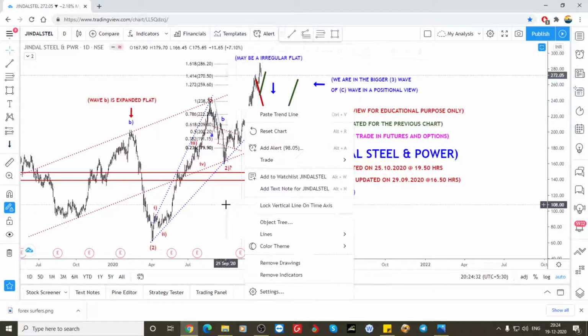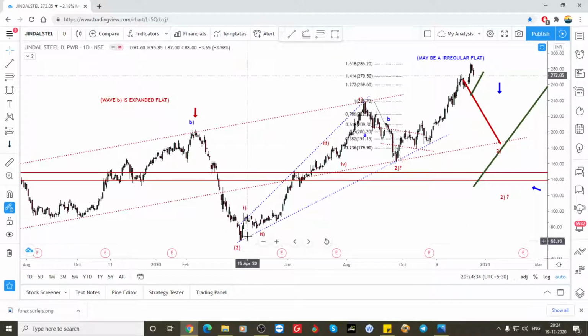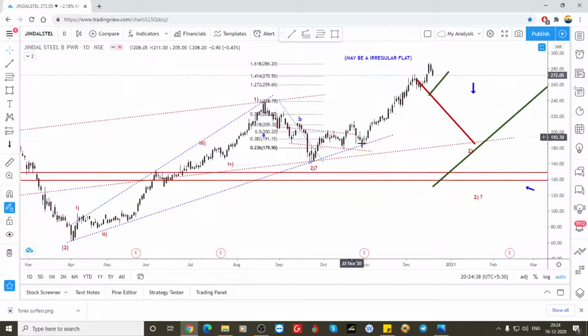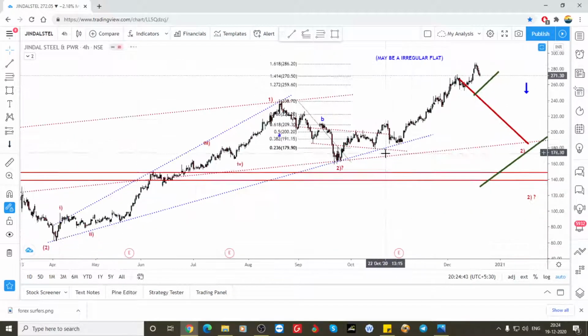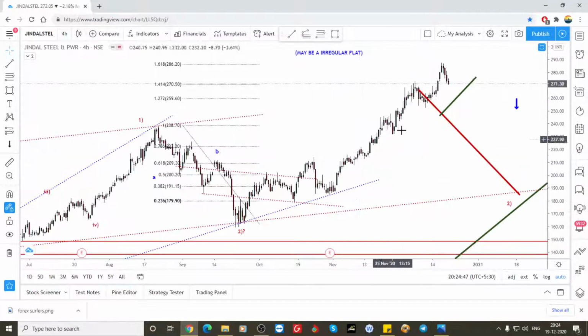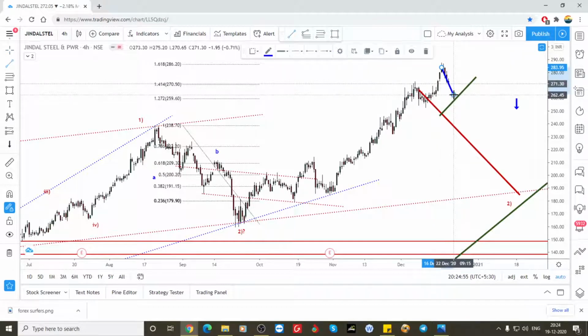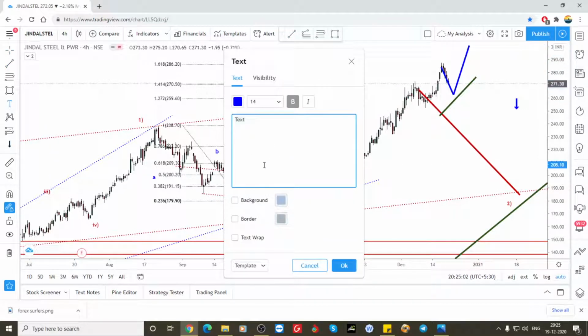So in that case, if it is a Y wave, this 1, 2, 3, 4, 5 is A, so B, C is in progress. So whether here 1, 2, 3, 4 and 5 is completed, or still we are in that fourth wave, one more high is also possible. So here we have to mark this as a wave 1.